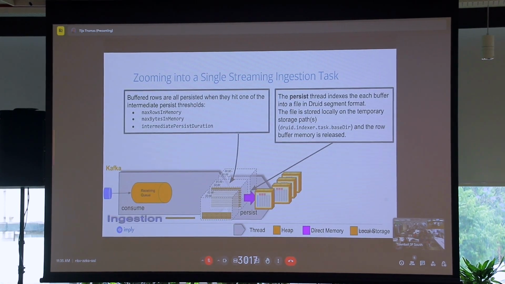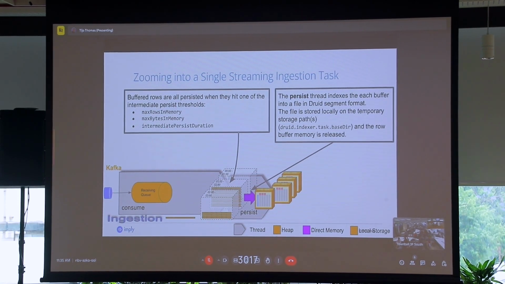Now what happens? As the data gets into the memory, more memory will get consumed. At some point of time, it will run out of memory, right? You cannot keep everything in memory. So there is a configuration called max rows in memory, or max bytes in memory, or intermediate persist period. Based on these three parameters, it takes a call to persist the data to the disk.